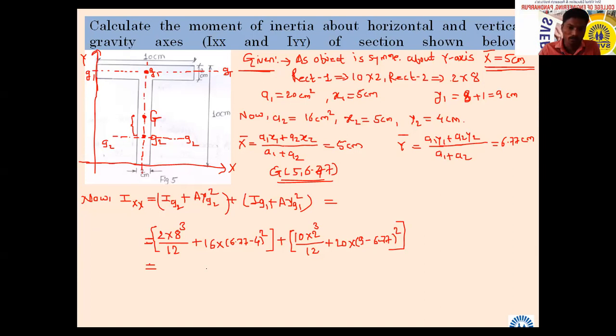Will you calculate one by one term? First calculate the first square bracket, then calculate the other bracket, because your calculation may become lengthy. First calculate this one. Or I will also help you to calculate this. 2 into 8 cube, it is cube, divided by 12, plus 16 into 6.77 minus 4.